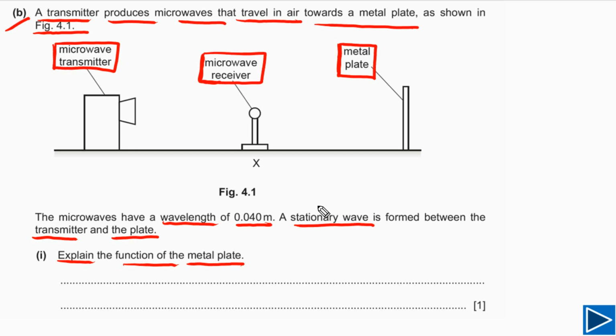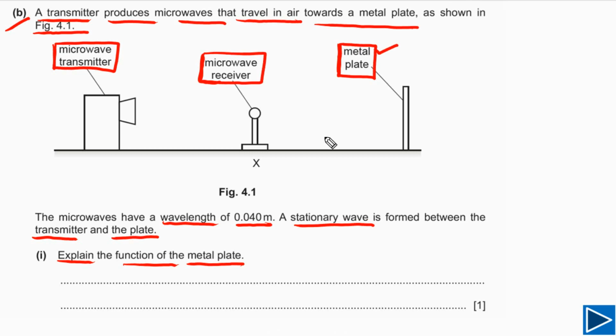If there is only one wave, there will be no stationary wave. So it means we need two waves, one incident wave and one reflected wave. When those two waves meet, they will form a stationary wave. So the purpose of this metal plate is to reflect microwaves.